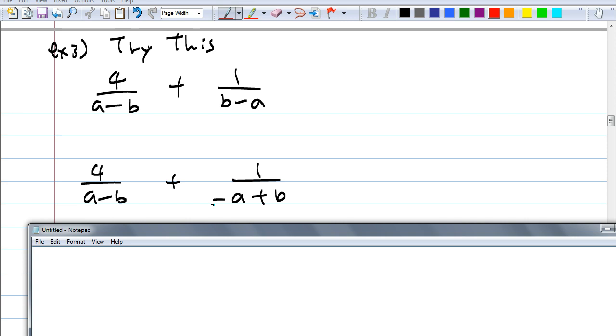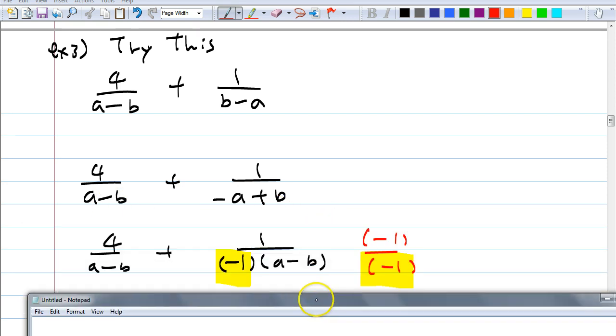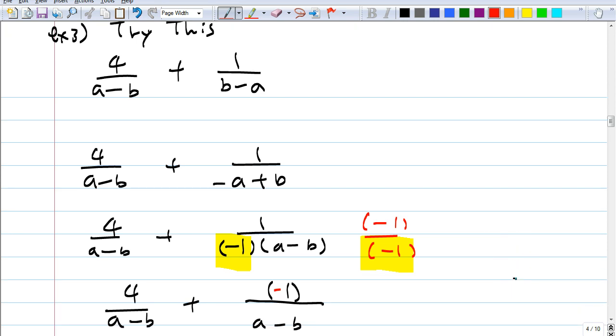So to get rid of that negative, we could factor out a negative 1 from it. And as you can see, they're totally opposite of each other, right? You got positive a, negative b, positive b. So when I factor out a negative 1, and of course, because I want to get rid of that negative 1 or move it up to the numerator, right? Multiply top and bottom by negative 1. Is that okay? Yes? So did you all get 4 over a minus b plus negative 1 over a minus b? Yes? Okay.